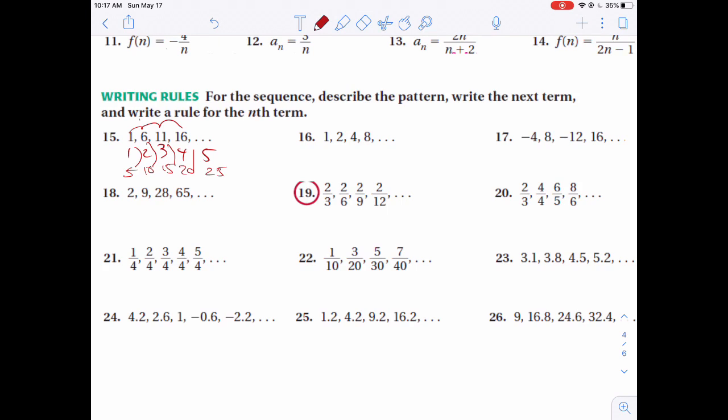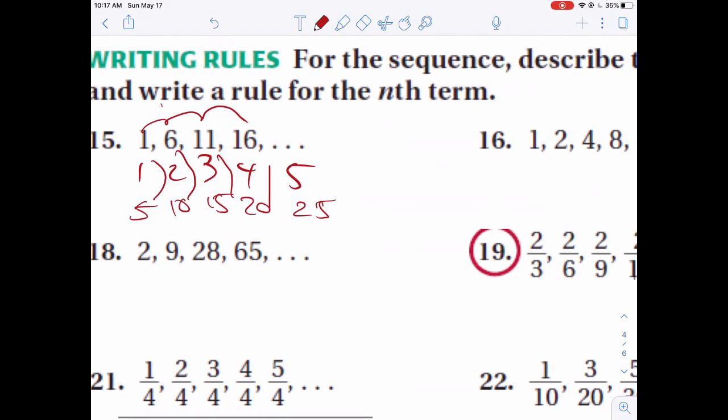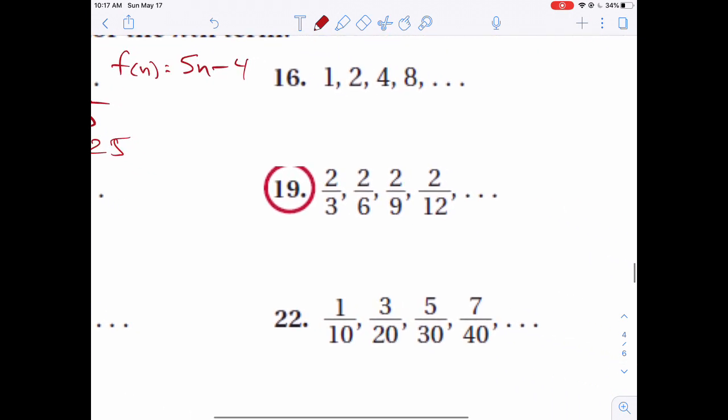So my rule for number 15, zoom in here, f of n is going to equal, multiply times 5 times the n, so 5n, and subtract 4. Yeah. So again, by writing this out like this, I put my 1, my 2, my 3, my 4, my 5 here with the numbers, and figure out how to get close down here. And this is how I do it. If there's a better way, please show me. I'll try another couple here with you to help you out.